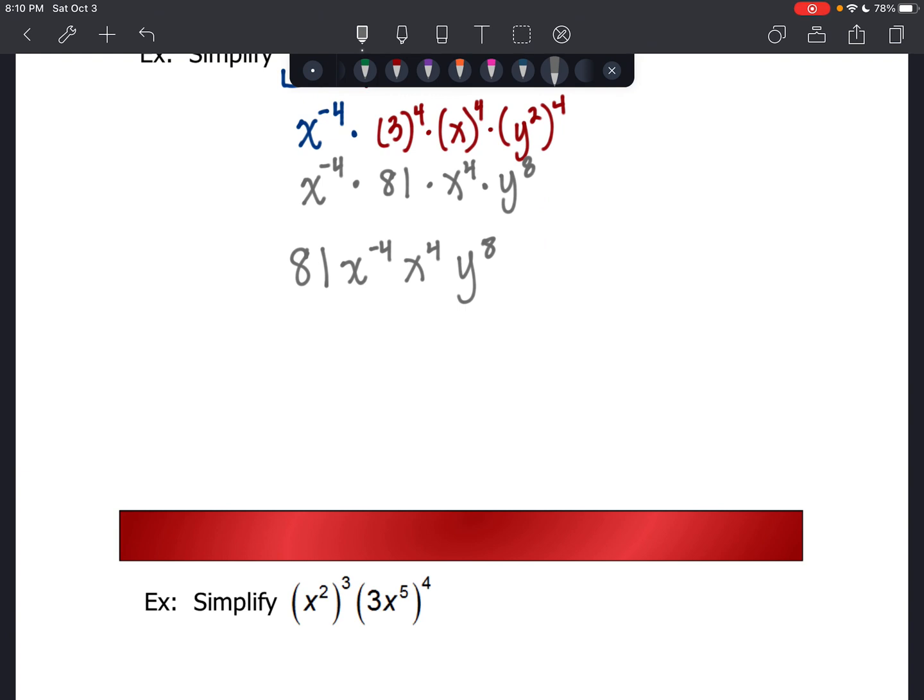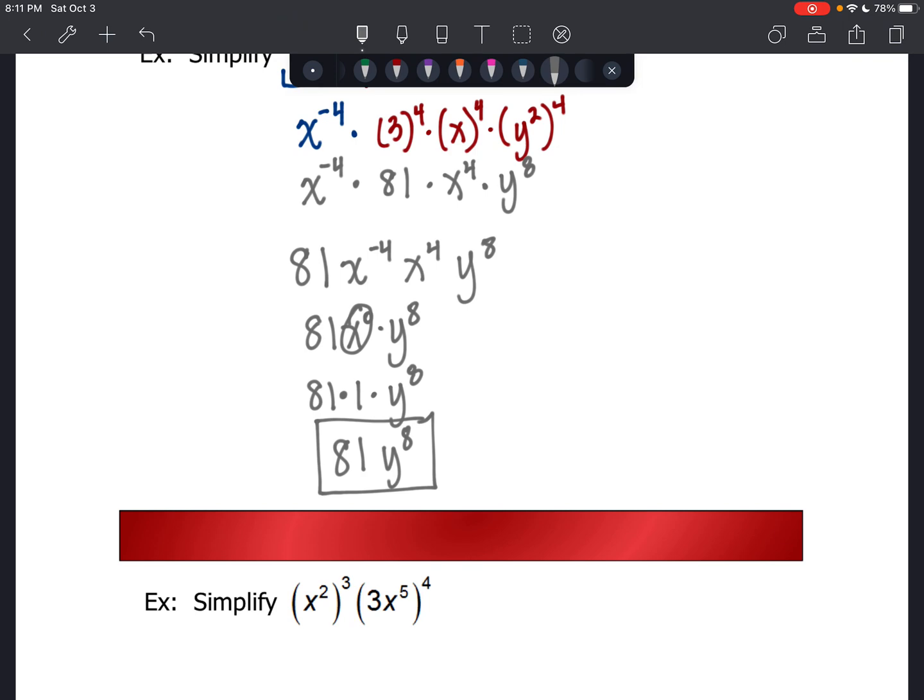Well, negative 4 plus positive 4 is 0. So 81 x to the 0 times y to the 8th. Well, x to the 0 is just 1. 81 times 1 times y to the 8th. Well, multiplying by 1 is the same thing as keeping your value. 81 y to the 8th.